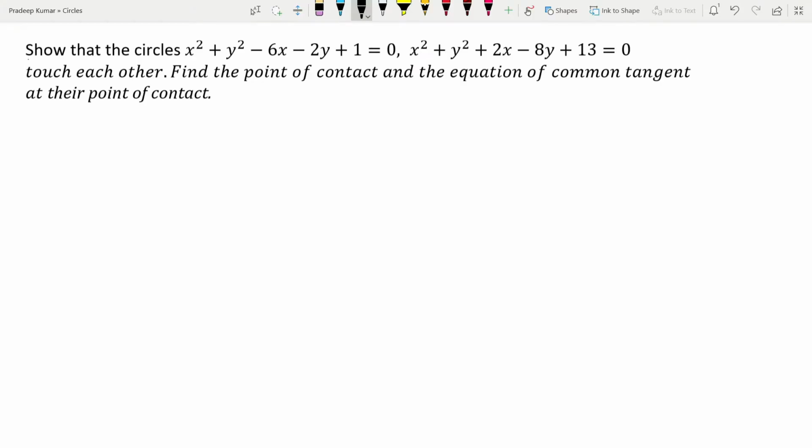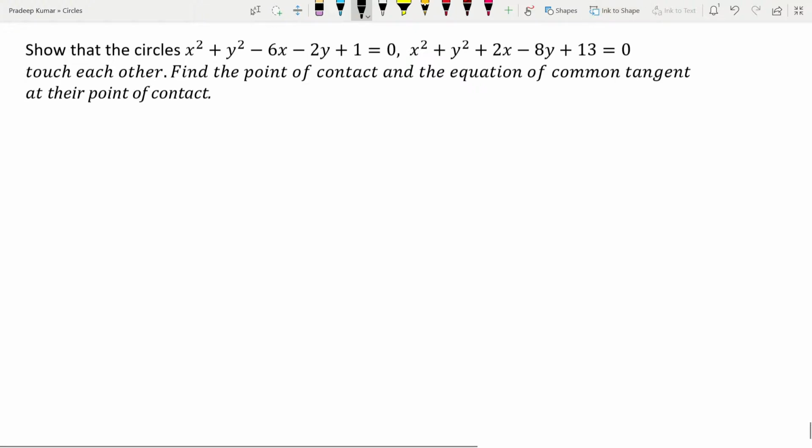Let's read the question. Show that the circles x square plus y square minus 6x minus 2y plus 1 equal to 0, x square plus y square plus 2x minus 8y plus 13 equal to 0 touch each other. Find the point of contact and the equation of a common tangent at their point of contact. So if you understand this question, this is one of the equations of the circle and this is the other equation of the circle. So here are the two circle equations.